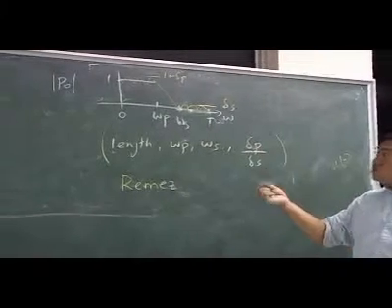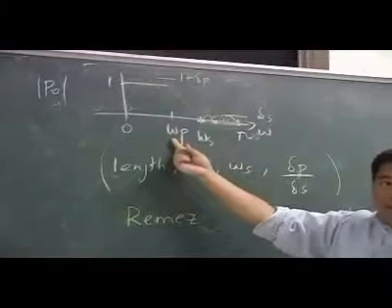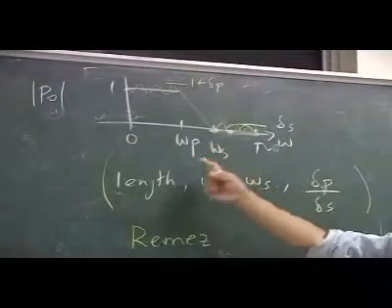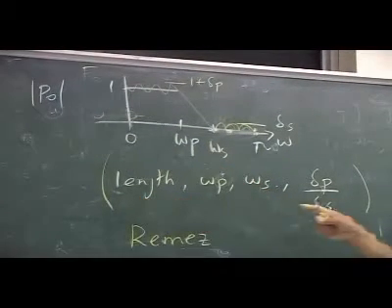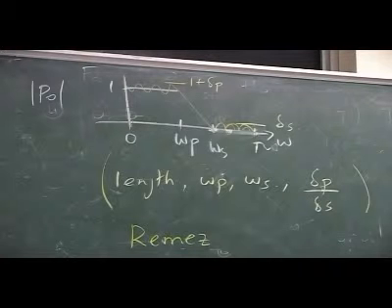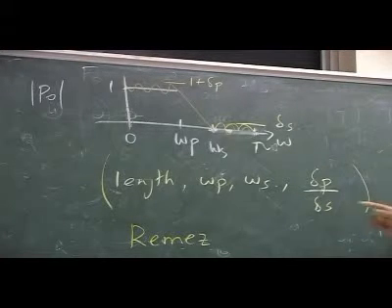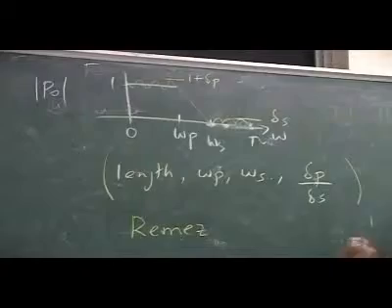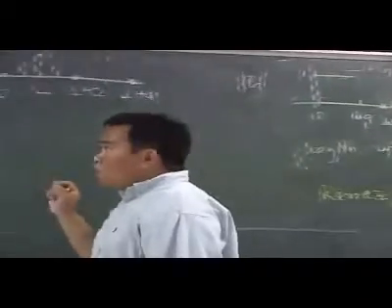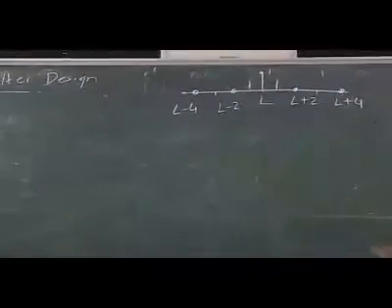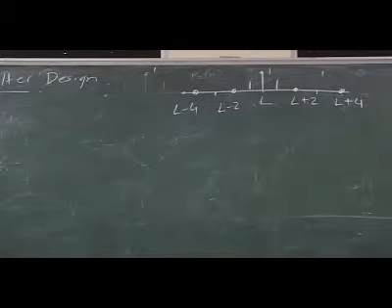What they want is what is omega P, what's omega S, what's the length, and what is the weight. Okay? And that's how we want to do it. We want to figure out what could be the length of a half band filter. Symmetric, real coefficient.